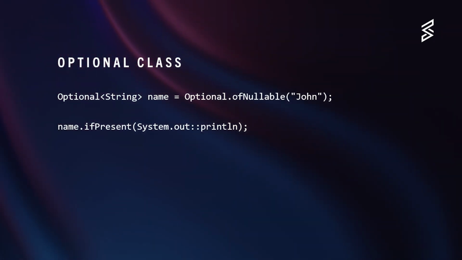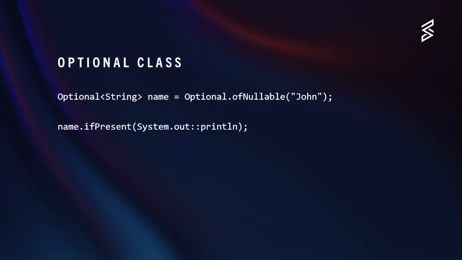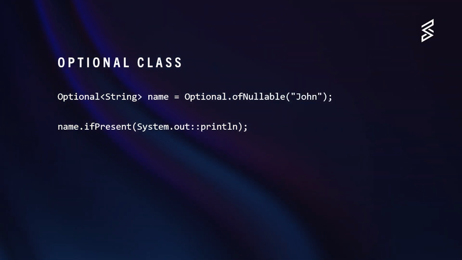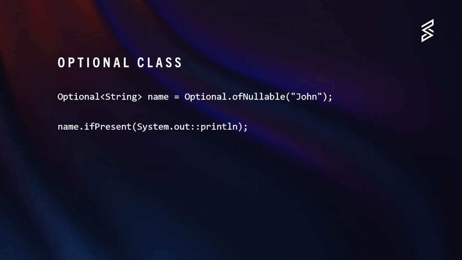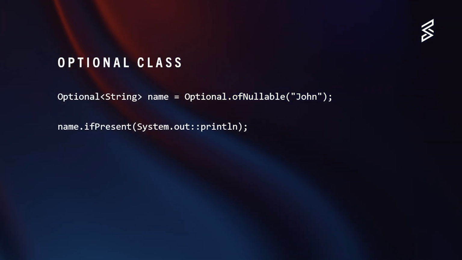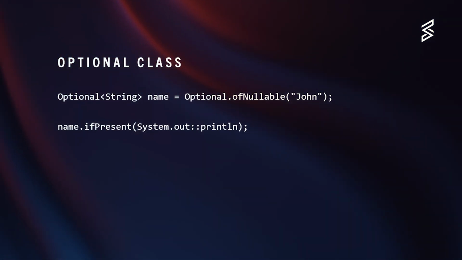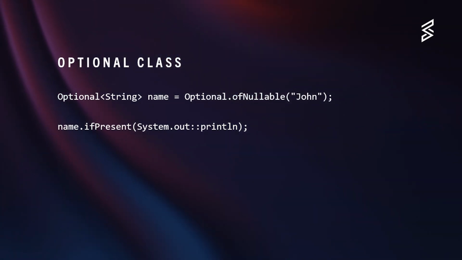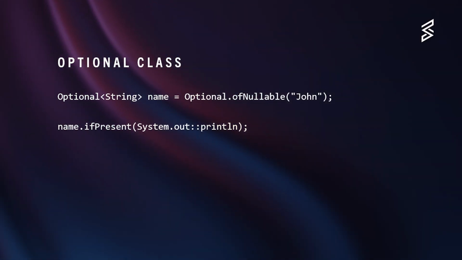It's a better alternative to avoid NullPointerException. For example: Optional<String> name = Optional.ofNullable("John"); name.ifPresent(System.out::println). You can also use methods like orElse, isPresent, and map.